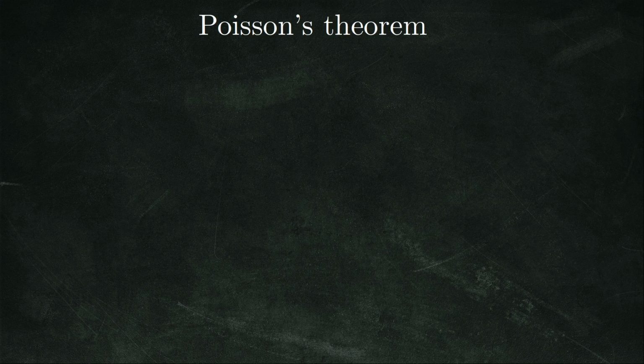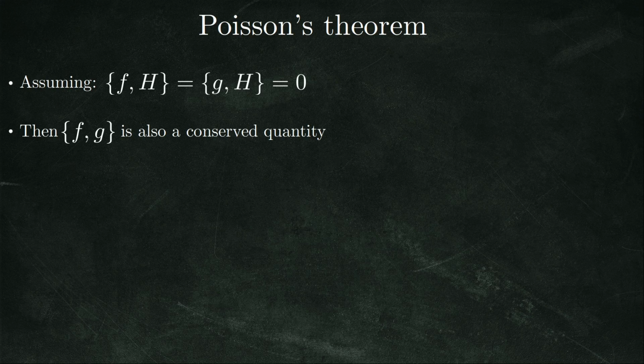The final thing we're going to look at is Poisson's theorem, and this is a way to use two conserved quantities to find a third. So if we have two conserved quantities, then the Poisson bracket of those conserved quantities is again a conserved quantity, and the algebra for this is in the booklet.